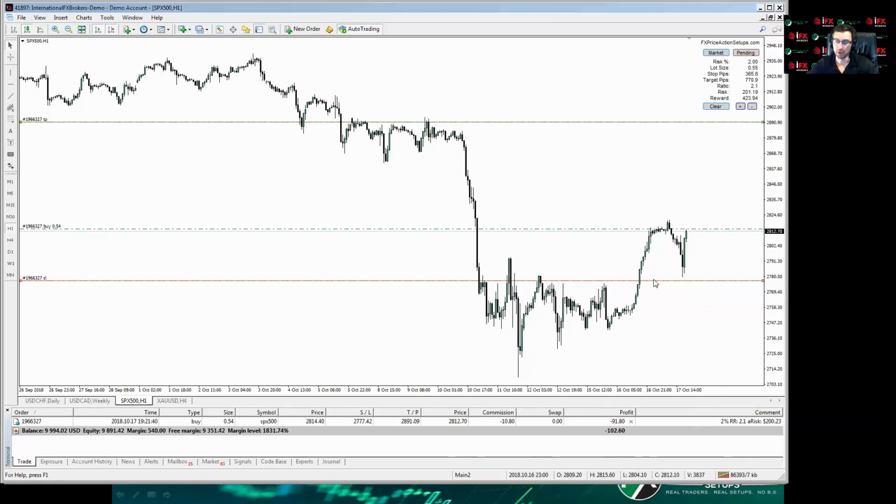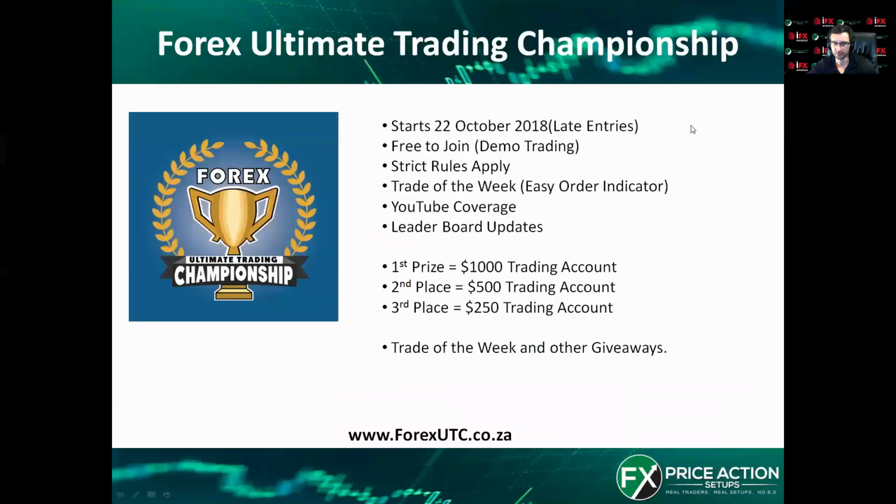Also, you're not allowed to move your stop loss or your take profit. Once you place the trade, that's the trade you set up. And if it hits your take profit, then it goes into the running for trade of the week. I'll explain a bit more in future videos, but that was just quickly for now.